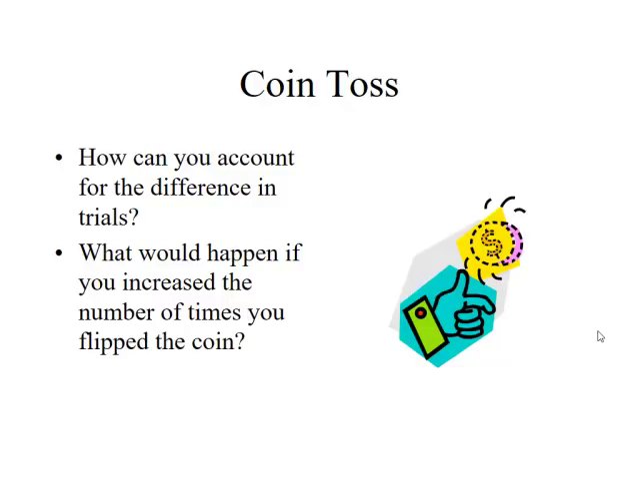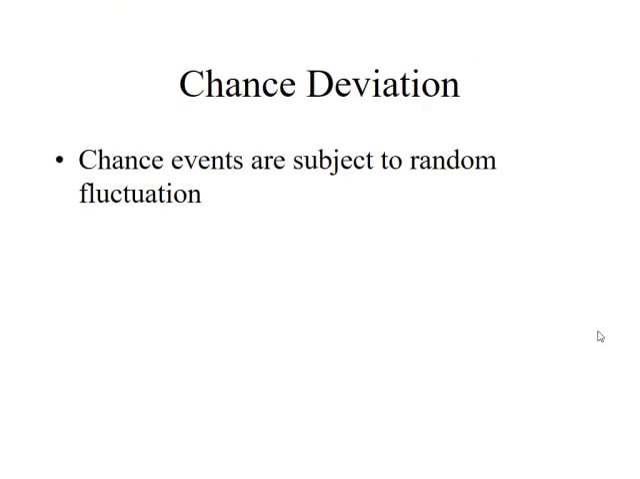After thinking about it, I'm guessing that you would have accounted for the differences in these trials because of chance. You said, each time I flip a coin, I have a 50-50 chance of getting tails, which means I could get tails 10 times in a row. But if I flipped my coin 100 times, I'd probably get even closer to 50%. And if I flipped my coin 1,000 times, I'd probably get even closer to 50%. This is all due to chance deviation. These are chance events that are subject to random fluctuation.